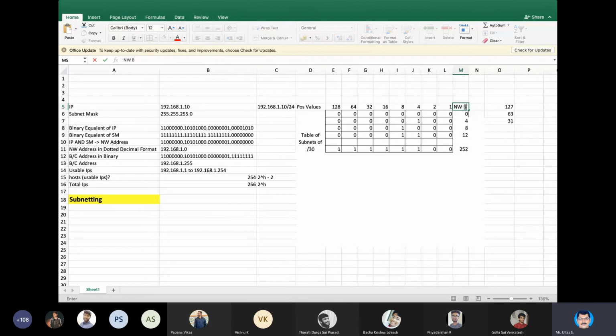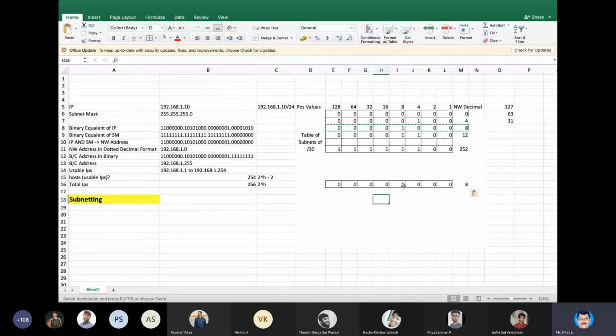Okay. Now let me take one of these separately and put it here. So these are my network bits. I cannot touch these. This many are my network bits. I cannot touch those. Once I fix a network address, I cannot touch it.